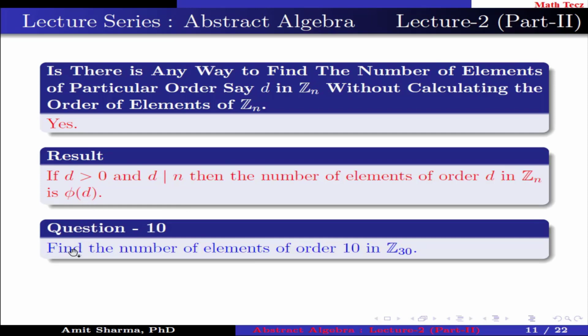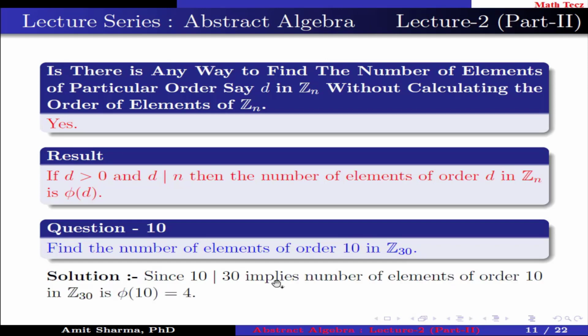Question number 10. Find the number of elements of order 10 in Z30. Since 10 divides 30, this implies the number of elements of order 10 in Z30 is phi of 10, which is equal to 4.